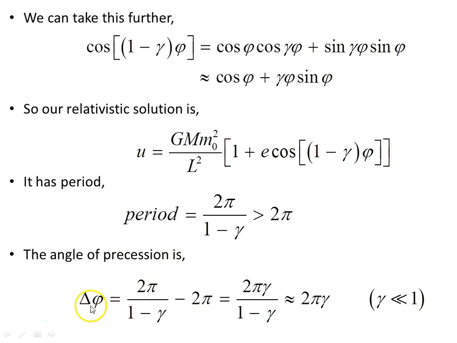So the angle of precession, delta phi, will be the difference between this and 2 pi. In the Newtonian case, this difference is 0, gamma is 0, and the solution repeats itself every 2 pi. So when you do a little bit of algebra, this is equal to 2 pi gamma on 1 minus gamma, which is approximately 2 pi gamma. For gamma much less than 1, if it's very small here, then this will be approximately 2 pi gamma.